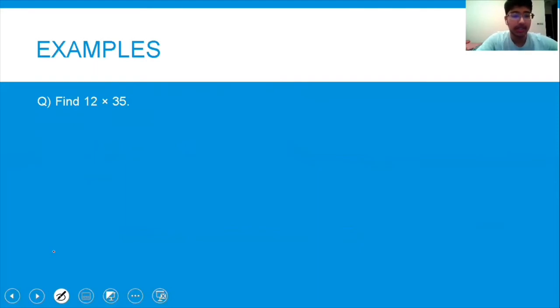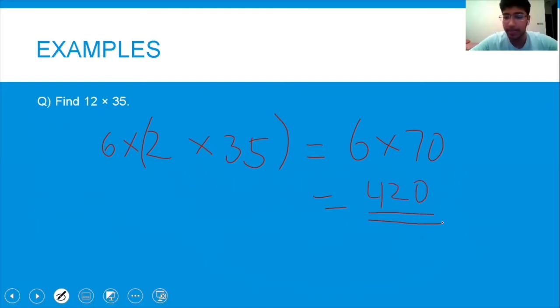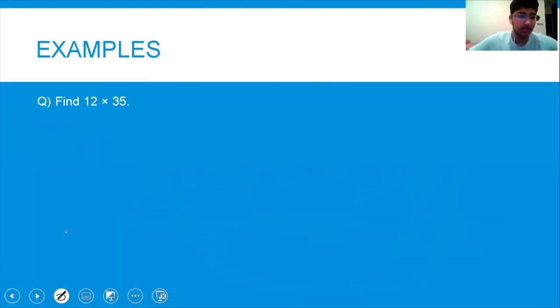So in order to make this simple, we can split 12 into 6 into 2, correct? And then into 35. And now we can group 2 and 35. That'll give us 6 into 70. And then that's equal to 7 6s are 42. That's going to give us 420, right? And this is going to be the easiest way of finding out this answer.